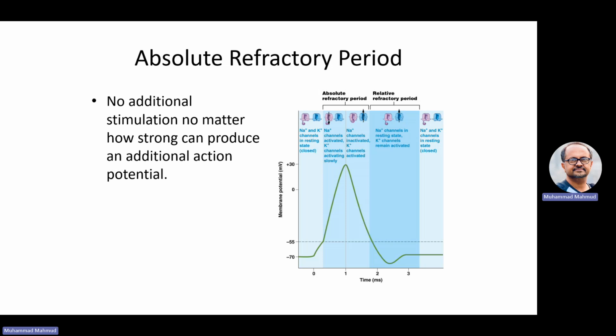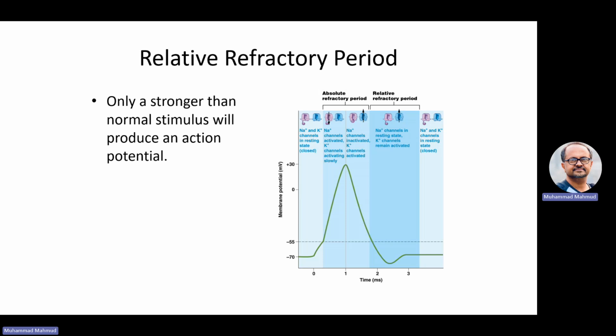So even if we stimulate the nerve with a stronger stimulus, this is not going to work during this time. The absolute refractory period is when the depolarization and repolarization are happening; at that time, no additional stimulation will produce an additional action potential. But after that, during the hyperpolarization stage, only a stronger stimulus than normal will produce an action potential. This is called the relative refractory period.